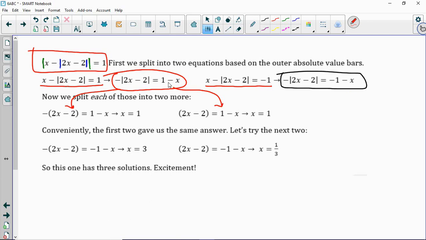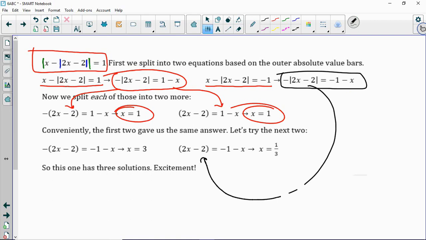Of course, it doesn't matter. We're going to solve both of those. Conveniently, in this case, they got to the exact same solution both times. So that's cool. And then this other one's going to get split here and here.